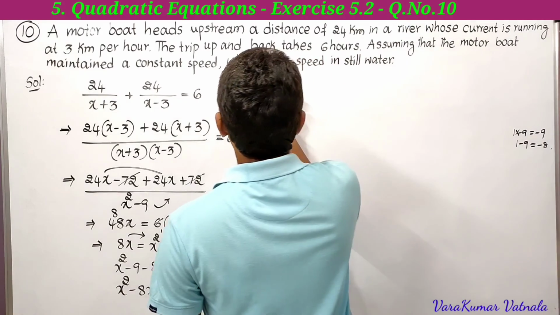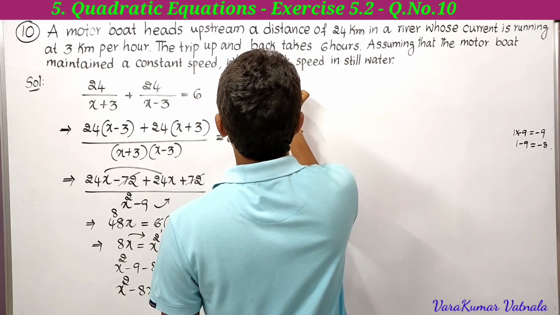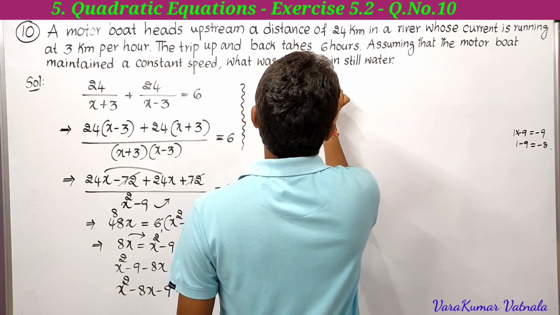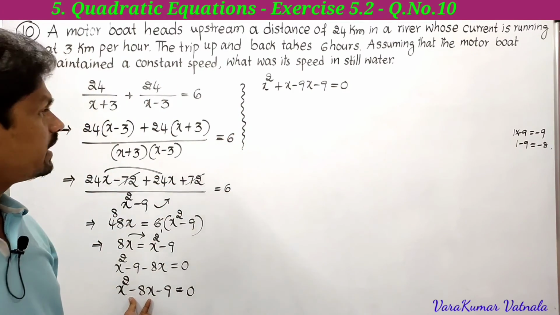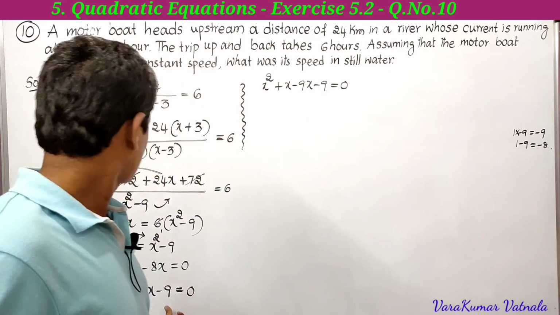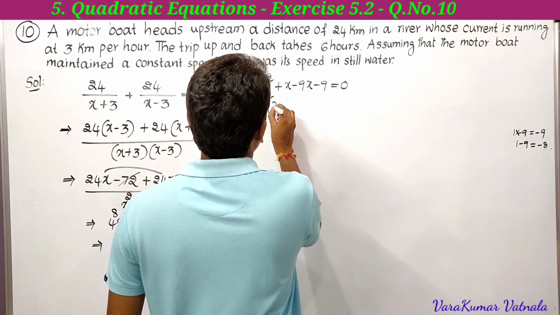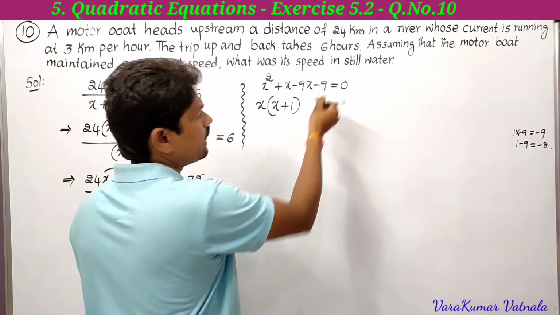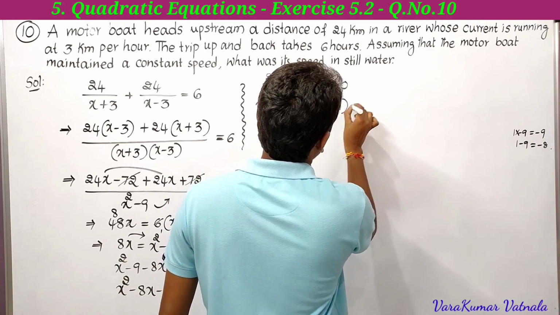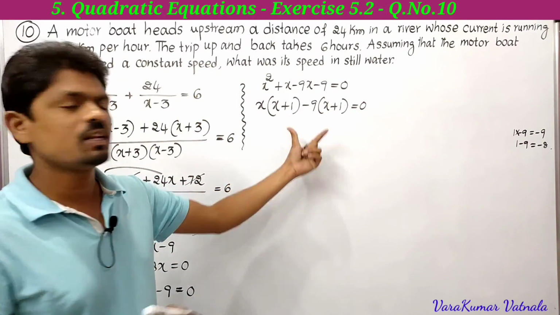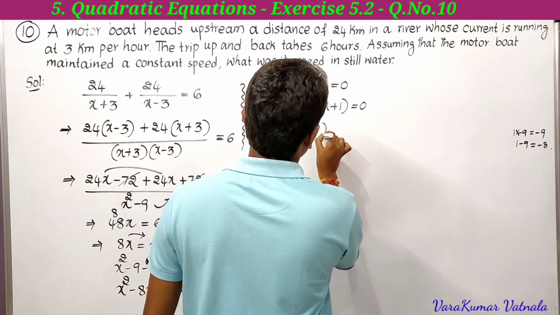So how can we write? Write x square as usual, but this minus 8x write as plus x minus 9x. So x square plus x minus 9x minus 9 is equal to 0. In these two, x is common. If you take x as common, here x, here plus 1 will be. In these two, minus 9 is common. If we take minus 9 as common, here we get x, here plus 1 is equal to 0. So altogether we get x plus 1 is common, so we have x plus 1 into x minus 9 is equal to 0.